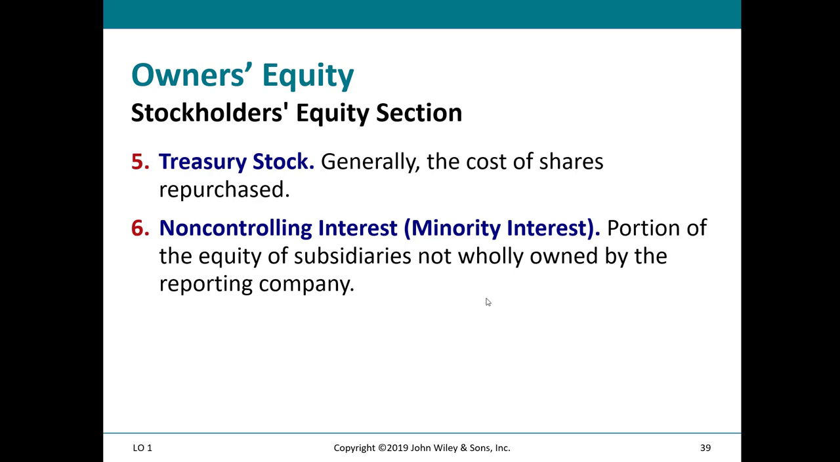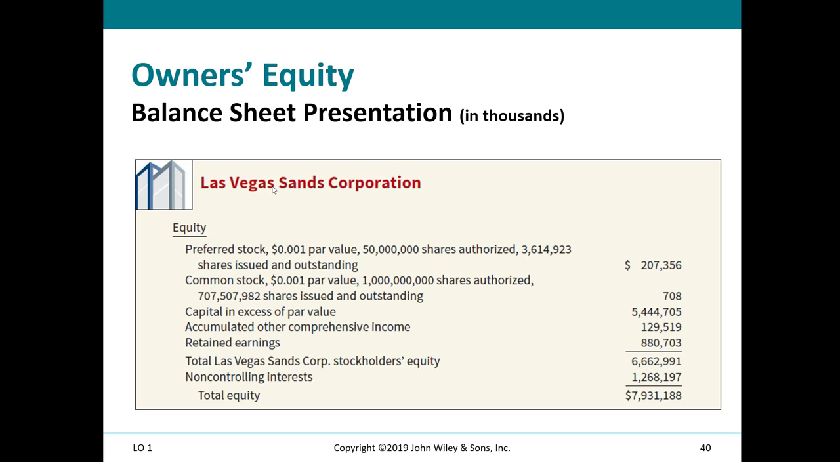So if you own 90% of another corporation, you're required to consolidate. You don't bring in 90% of the assets and the liabilities, you bring in 100%, even though you only own 90%. So what happens is you show this extra equity account that represents the non-controlling interest, the part of that consolidated company that you do not own. This is the balance sheet presentation for Las Vegas Sands Corporation equity section.